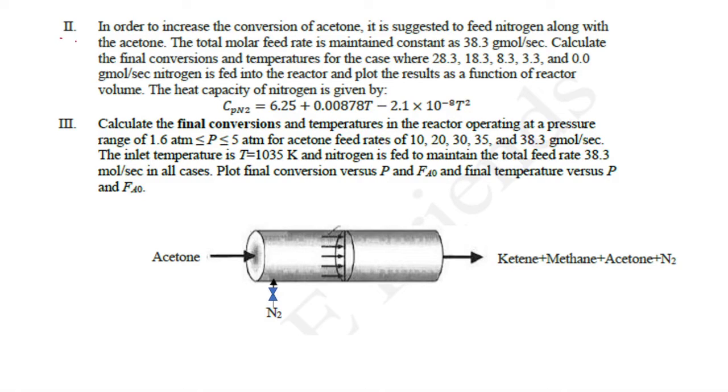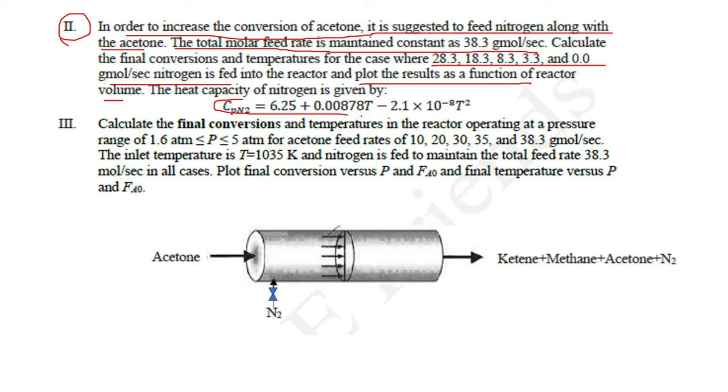In the second part of this question, we have been given that in order to increase the conversion of acetone, it's suggested to feed nitrogen along with acetone, and the total molar flow rate is supposed to be maintained at 38.3, just like in the previous case. We have been given different inlet flow rates for nitrogen, and we have to check what the conversion would be, and plot the results as a function of reactor volume. We have also been given the specific heat capacity of nitrogen as a function of temperature, which we will be using later.